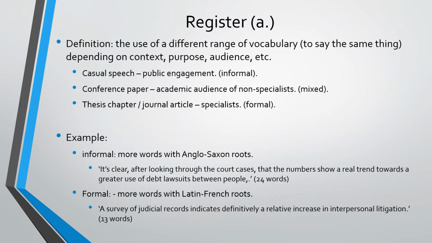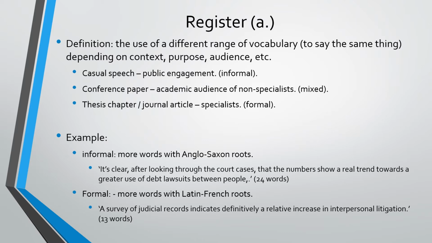You've probably heard this term register used before in the course of an English language class. Register is, of course, the English term used to define the different range of vocabulary that can be used to say the same thing, depending on context, purpose, or audience. So on the one hand, you can have casual speech, which is very informal. This might be the way in which you speak to the general public at a non-academic event where you want to reach the broadest possible audience with descriptions of your work and your conclusions. And this will tend to use sort of shorter words that are more easily understood by the general public.